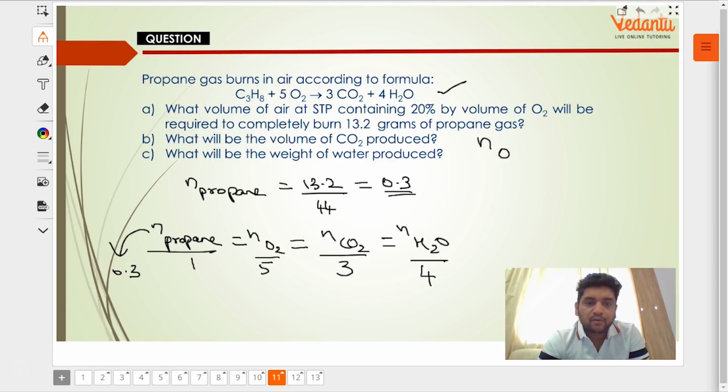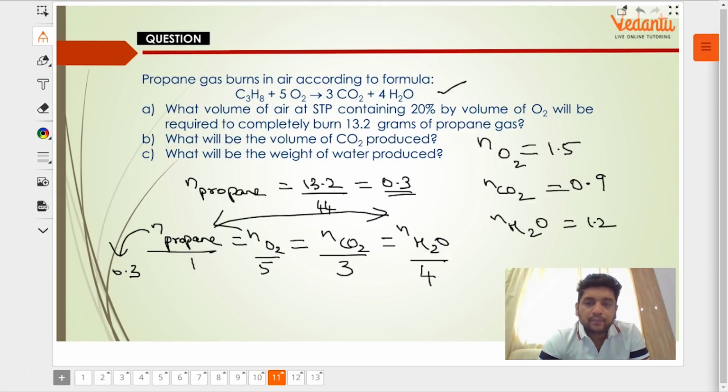इससे एक एक करके नंबर ऑफ मोल्स निकालो. सबसे पहले आएगा नंबर ऑफ मोल्स ऑफ O2 इज इक्वल टू 5 इंटू 0.3 क्रॉस मल्टीप्लाई किया तो 5 इंटू 0.3 डिवाइडेड बाय 1 यानी कि 1.5. नंबर ऑफ मोल्स ऑफ CO2 आएगा आपके पास 3 इंटू 0.3 डिवाइडेड बाय 1 यानी कि 0.9 और नंबर ऑफ मोल्स ऑफ H2O आएगा. इन दोनों को इक्वेट करोगे, फर्स्ट और लास्ट को इक्वेट करोगे तो इससे आएगा नंबर ऑफ मोल्स ऑफ प्रोपेन इंटू 4 डिवाइडेड बाय 1 यानी कि नंबर ऑफ मोल्स ऑफ H2O इज 1.2.